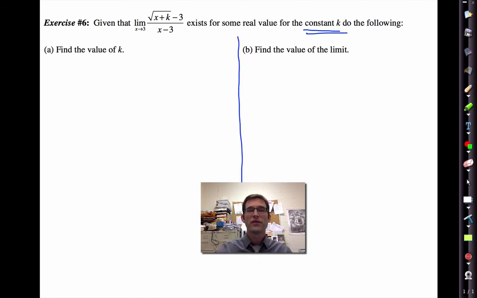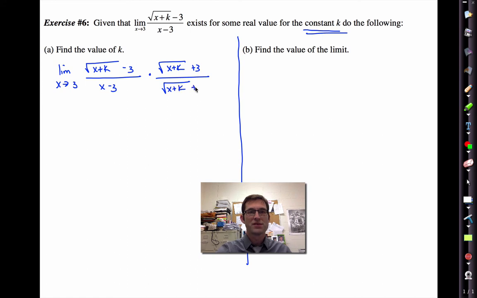There's actually a lot of great different ways to do this problem. But again, I'm gonna go down that path that I was describing. Hey, if I have nothing else that I can do, maybe I'll just do what I've been doing in the last couple problems. So in other words, I think I'll rationalize it. Multiply by root x plus k plus 3 over root x plus k plus 3. I don't know. Let's see what happens. I'll get x plus k minus 9 divided by x minus 3 times root x plus k plus 3.